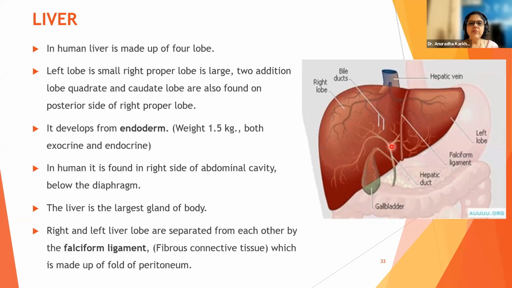In humans, the liver is made up of 4 lobes. The left lobe is small. The right proper lobe is large. 2 additional lobes called quadrate and caudate are also found on the posterior side of the right proper lobe.